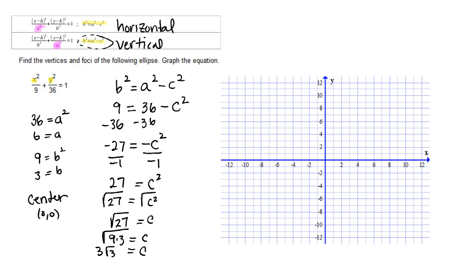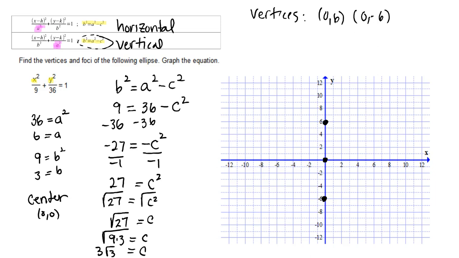I like to use the picture to help me figure out where the vertices and foci are. We have an ellipse that has a center at 0, 0. And since a is 6, and this ellipse is vertically oriented, I'm going to go up and down 6 units from the center. Up 6 and down 6. So I used the fact that the orientation was vertical, as well as the value of a, to find the location of the vertices. So I have 2 vertices, and those are at 0, 6 and 0, negative 6.